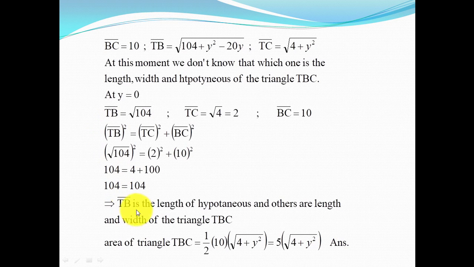This implies that TB is the length of the hypotenuse and the other two are the length and the width. Now we have identified which two are the length and the width: BC and TC. So the area of the triangle is equal to 1/2 times length times width. Because TB is the hypotenuse, we cannot use it; we use the other two, which are the length and the width, and multiplying them we get the answer.